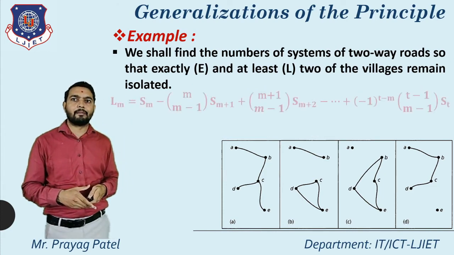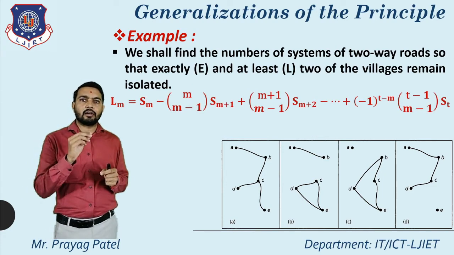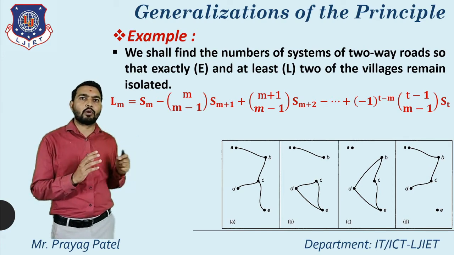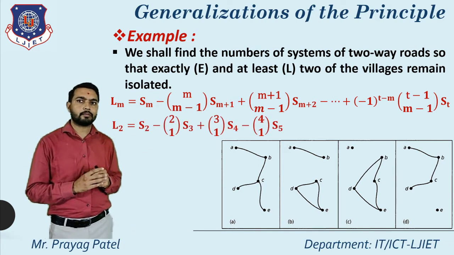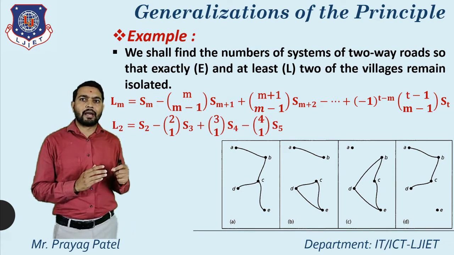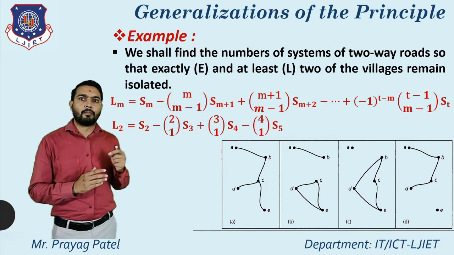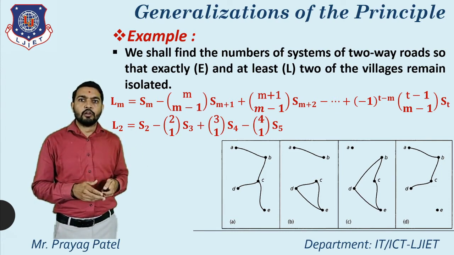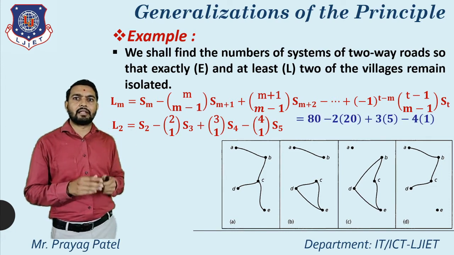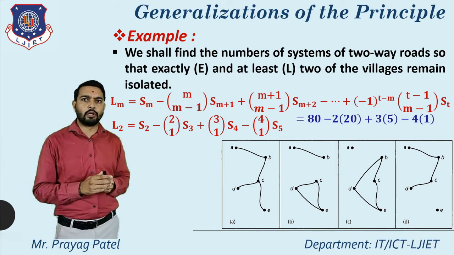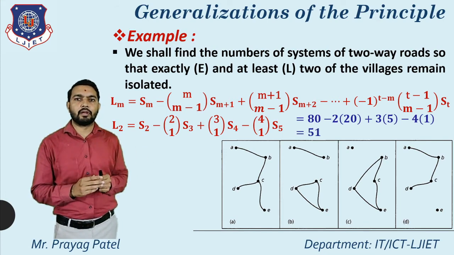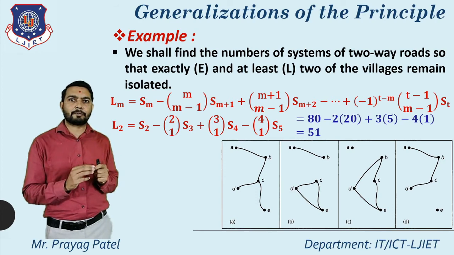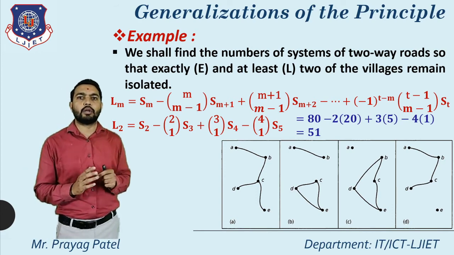Now another case, L(m). L(m) means at least m conditions will be satisfied. That means here m = 2, at least two villages isolated. That means L(2). So L(2) = S2 − 2C1 S3 + 3C1 S4 − 4C1 S5. Putting in the values of all the elements, we get 80 − 2×20 + 3×5 − 4×1, and the result is 51. That means 51 possibilities satisfy that at least two villages are isolated.